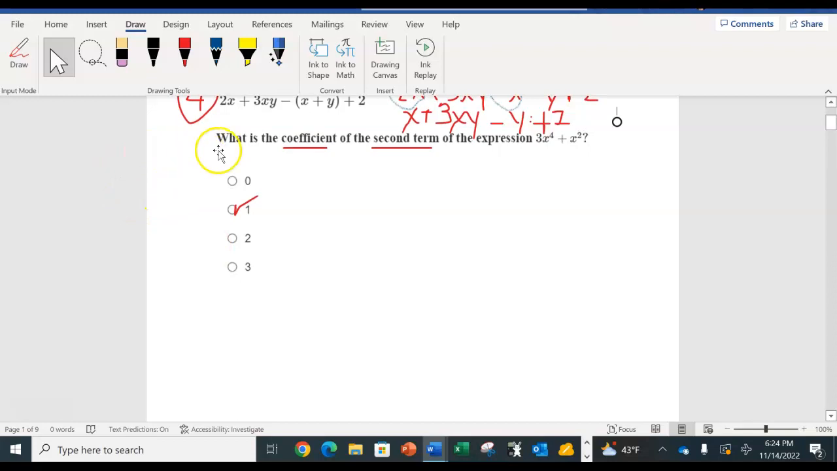All right, so the next one says, what is the coefficient of the second term of the expression 3x to the fourth plus x squared? So the second term is the x squared. So what's the coefficient? That means the number in front of the variable. When there's no number present, it's assumed to be a 1. Remember, if it's 0 times anything, it's 0, and you wouldn't actually have an x squared. So when there's no coefficient there, it's assumed to be a 1.